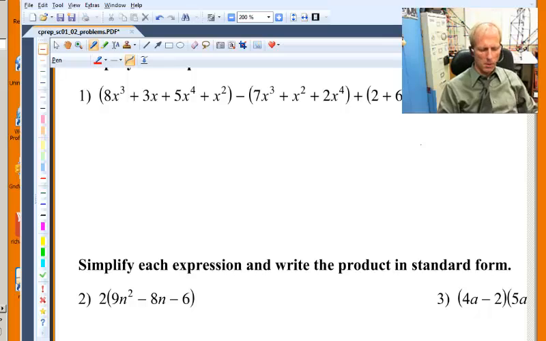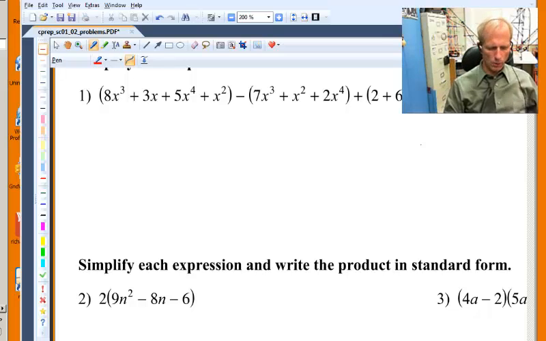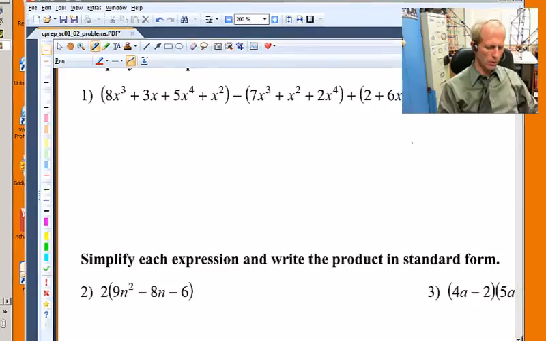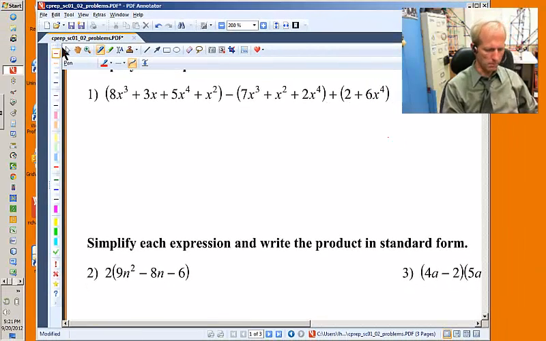Tonight I'm going to solve some of the problems you're going to see on the quiz on Study Guides 1 and 2. So let's get to it.